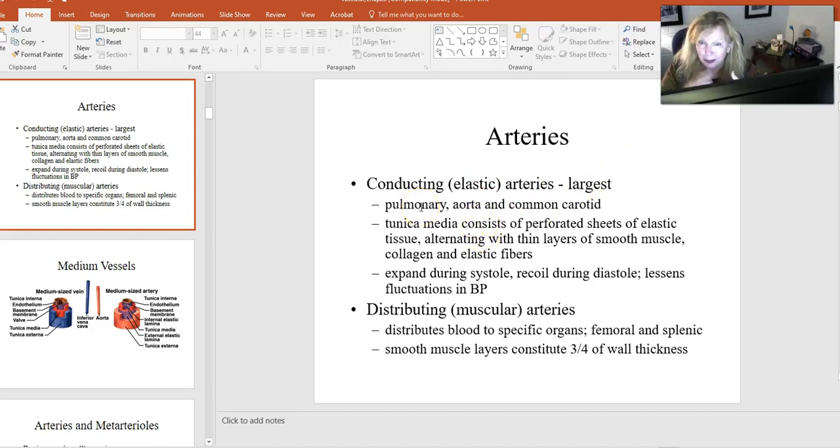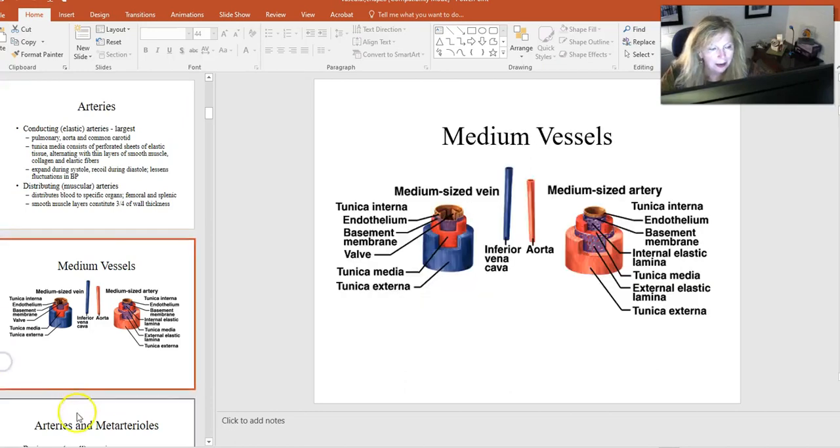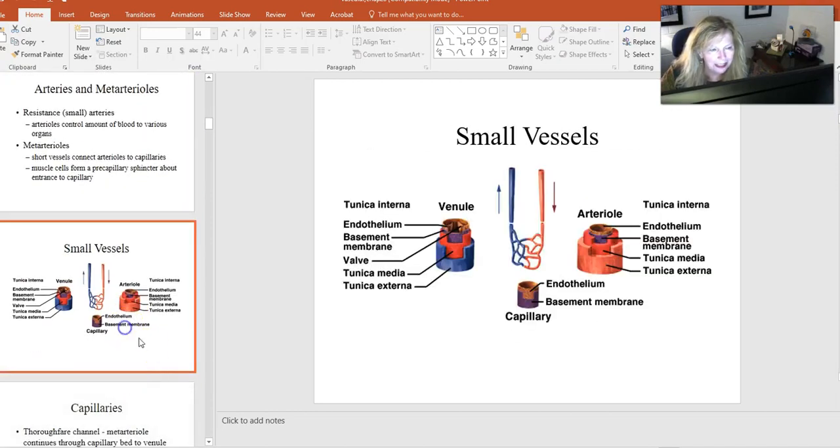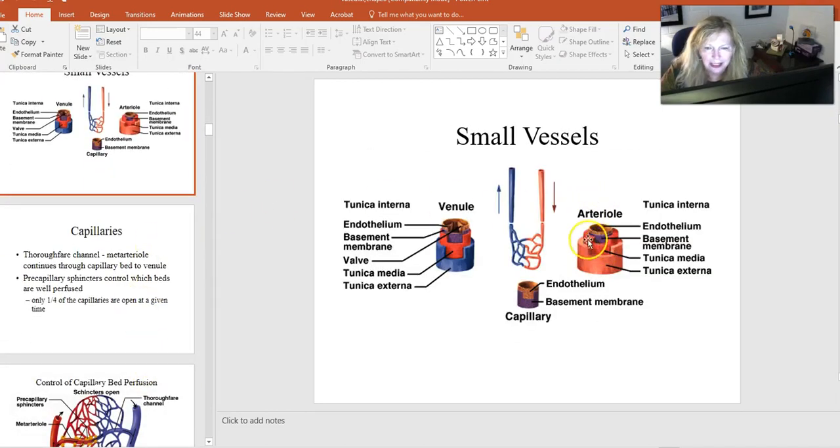pulmonary artery carries deoxygenated blood to the lungs so that the blood can pick up oxygen and deliver CO2 into the alveoli, and then be returned to the left side. So that's just some basic anatomy for that. And you can see the differences again in the small vessels as well.